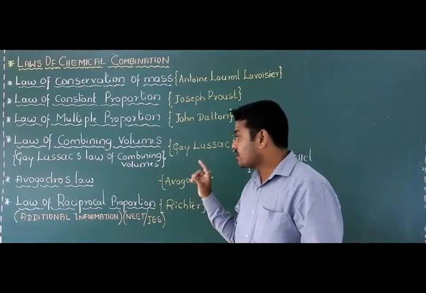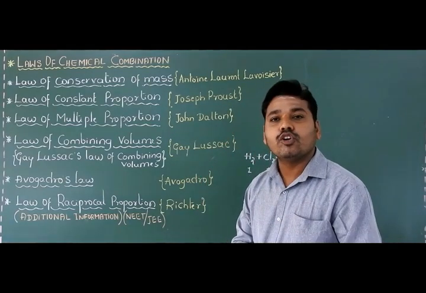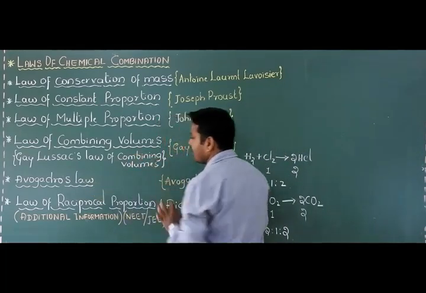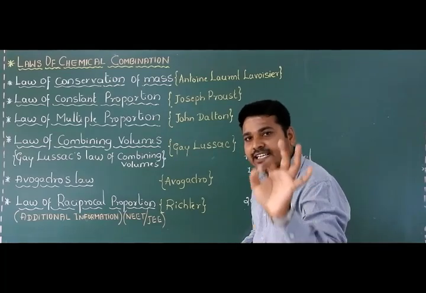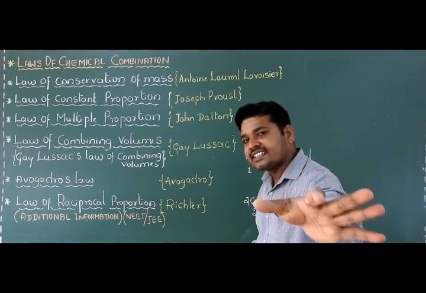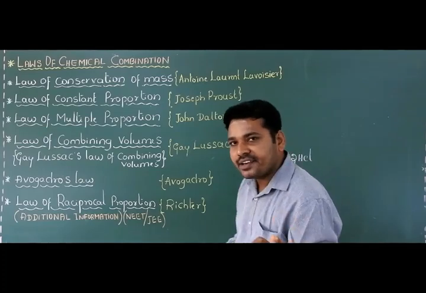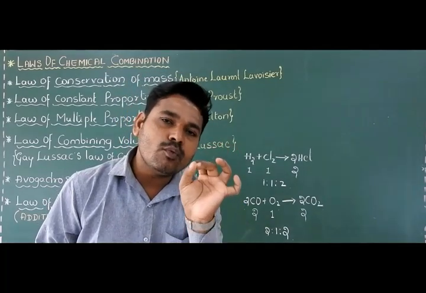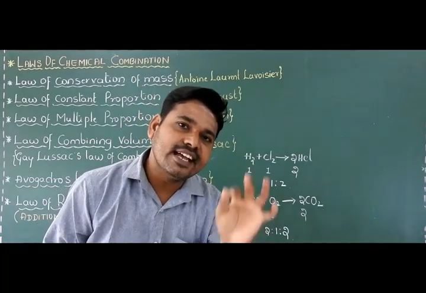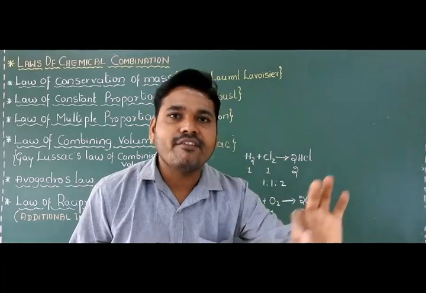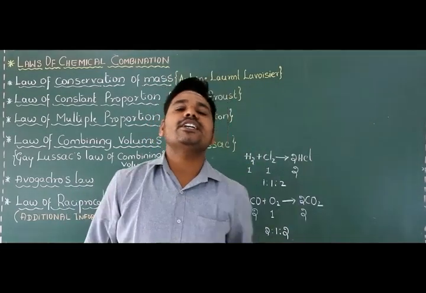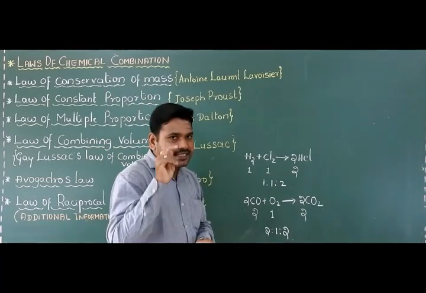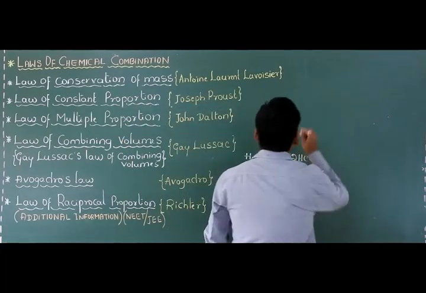Listen, the fifth law of chemical combination, students, Avogadro's law. According to Avogadro, this law states that equal volumes of different gases contain the same number of molecules, or equal volumes of different gases contain the same number of particles under the same conditions of temperature and pressure, students. Now based on this statement, let us explain the example.